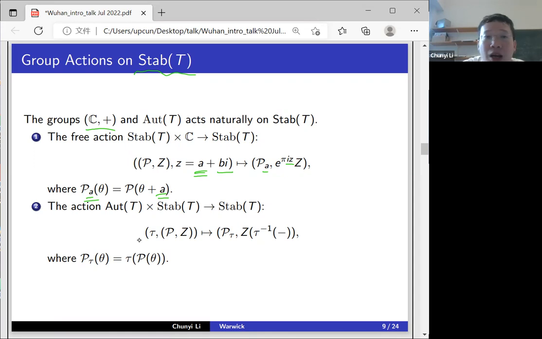And also any automorphism, any autoequivalence of the triangulated category, naturally induces an action. It also gives you a new stability condition. Actually, it acts on the whole space of stability conditions. That's fairly easy to understand. But one thing to remark here is this action is acting from the left. So this C is acting from the right, and the other is acting from the left. So they commute very well with each other. And this is the group action.